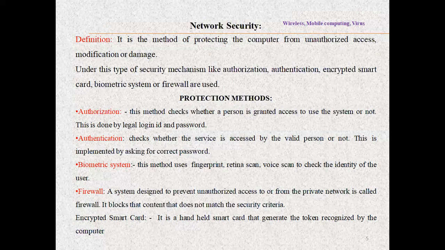Next is firewall. Firewall is software. It will be installed in one of the nodes of a computer, and it prevents unauthorized access to or from the private network. It's called firewall. So it blocks the content that does not match the security criteria. Next one is called encrypted smart card. It is a handheld smart card that generates a token recognized by the computer.